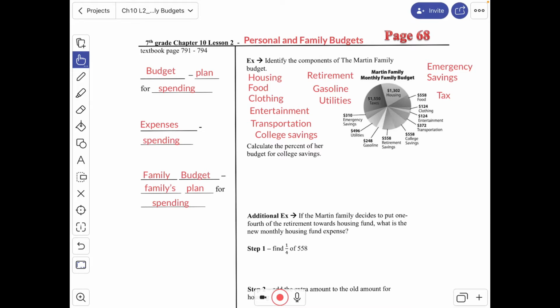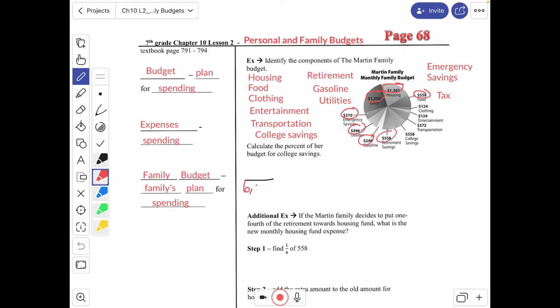And then it asks us to calculate the percent of her budget for college savings. So to get the percent, we need to find the total of everything they're spending. So if you add up all of these amounts, they come to $6,200. That is the Martin family monthly budget for $6,200. And college savings is $558 of that.